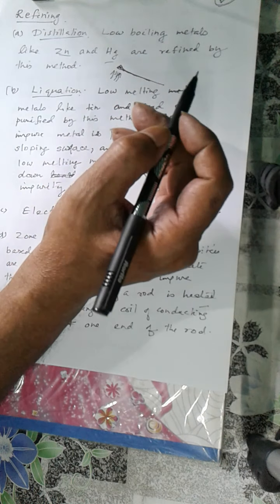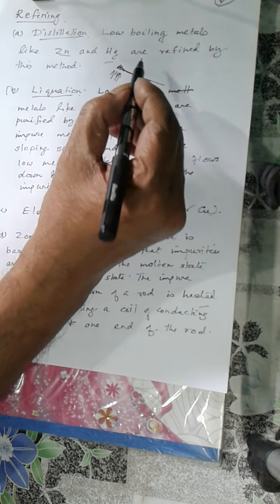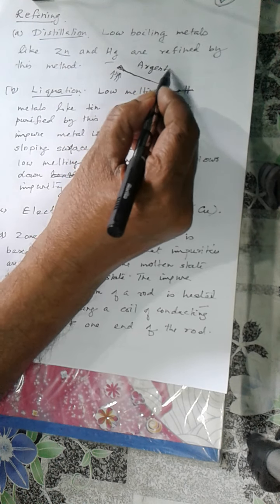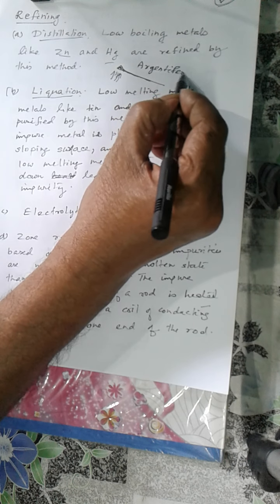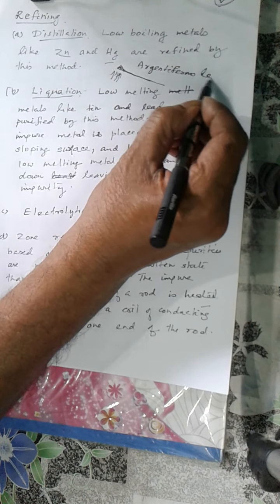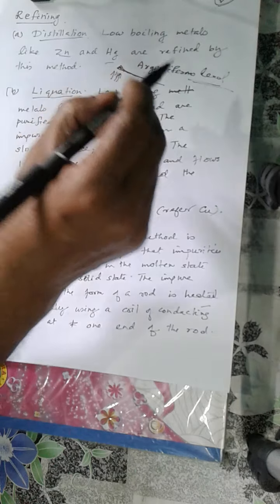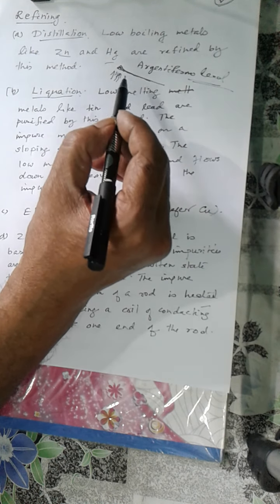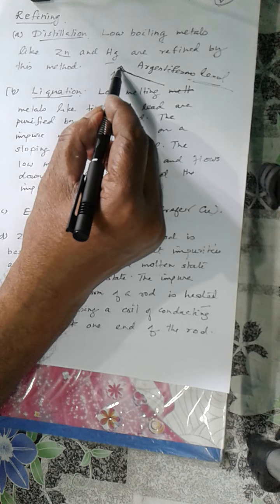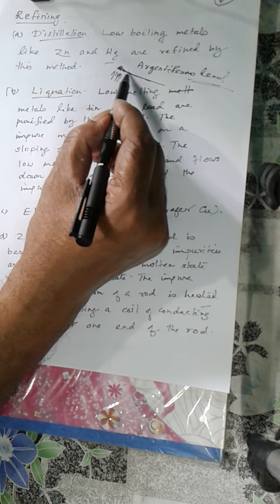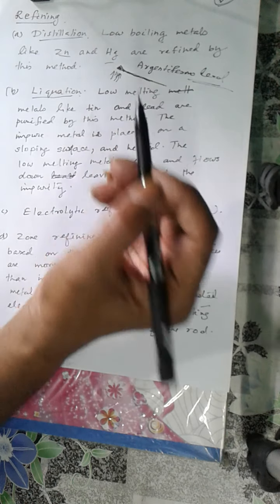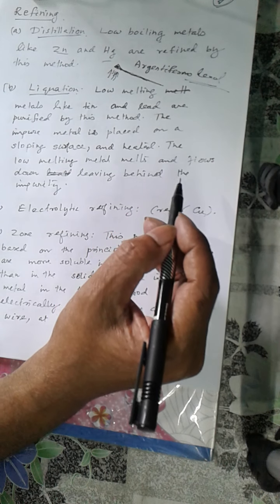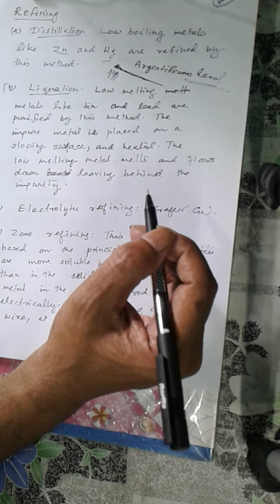Now there is argentiferous lead. It is lead containing silver, argentum, as the impurity. Now, during liquefaction, silver will be deposited as a solid and lead will flow as a liquid. So, that method is advantageous because we are getting a costly metal like silver.